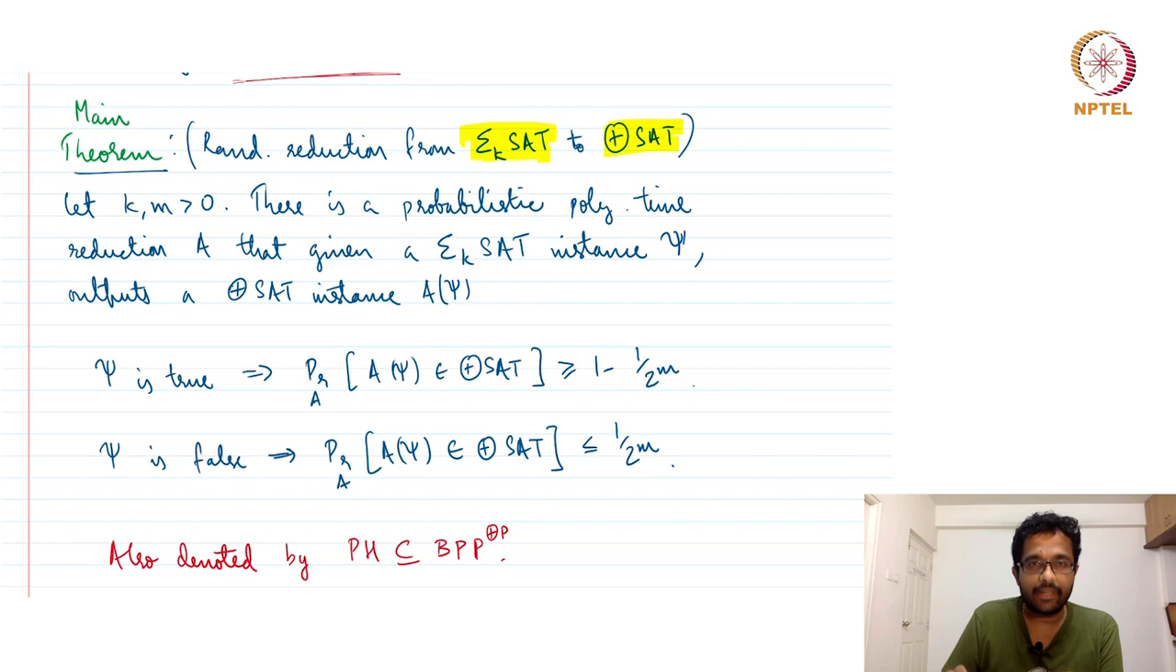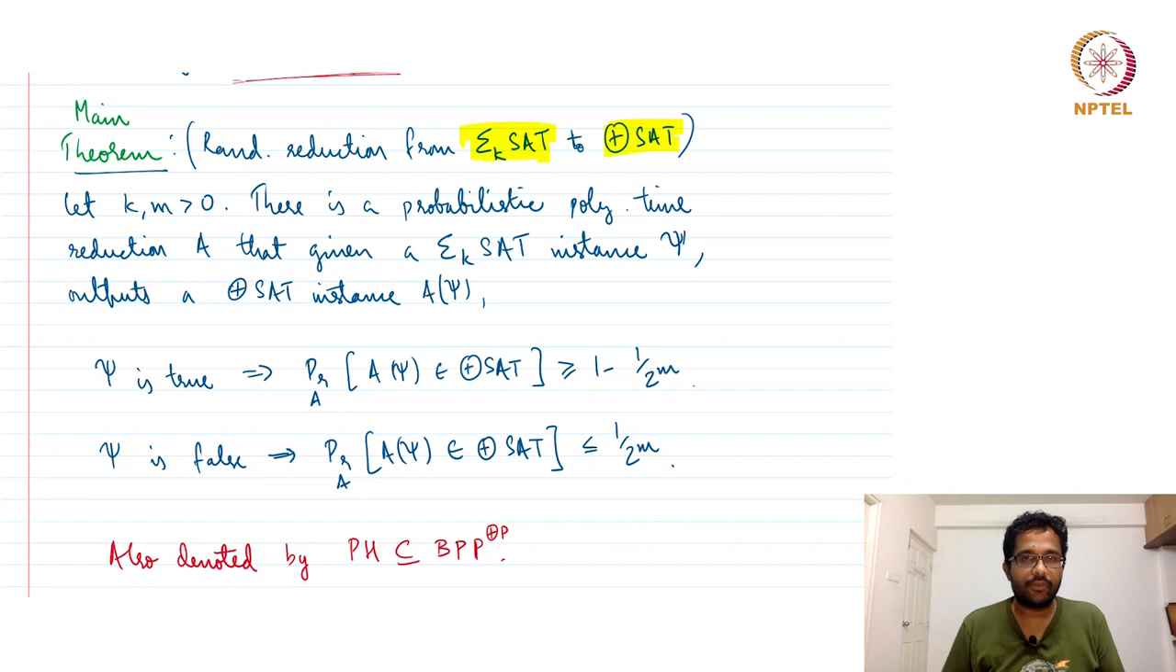Okay, so given k, and given a number m, there is a randomized polynomial time reduction that, given a Sigma k instance psi, outputs a parity SAT instance A psi. You can think of A as the reduction, where the Sigma k instance has quantifiers and eventually has a truth value, true or false.